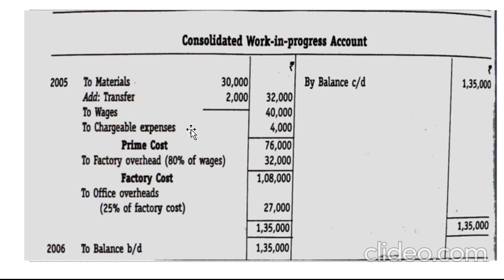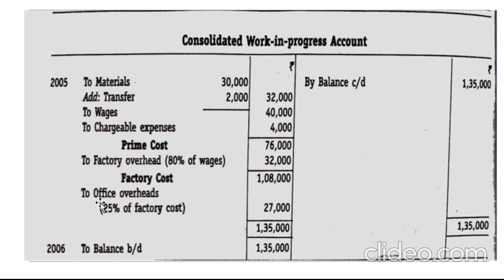So your factory overhead is 80% of wages. How much are your wages? Your wages in this work in progress account is 40,000. So 40,000 into 80% will give you 32,000. So prime cost 76,000 plus factory overhead 32,000 will give you 1,08,000.